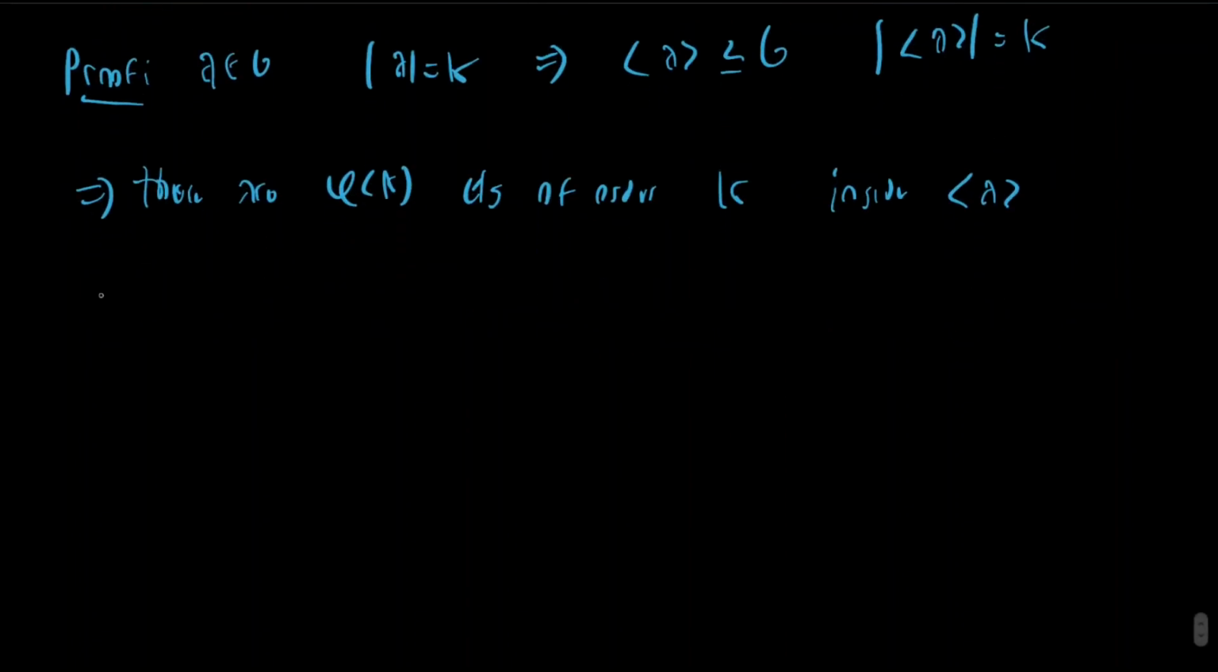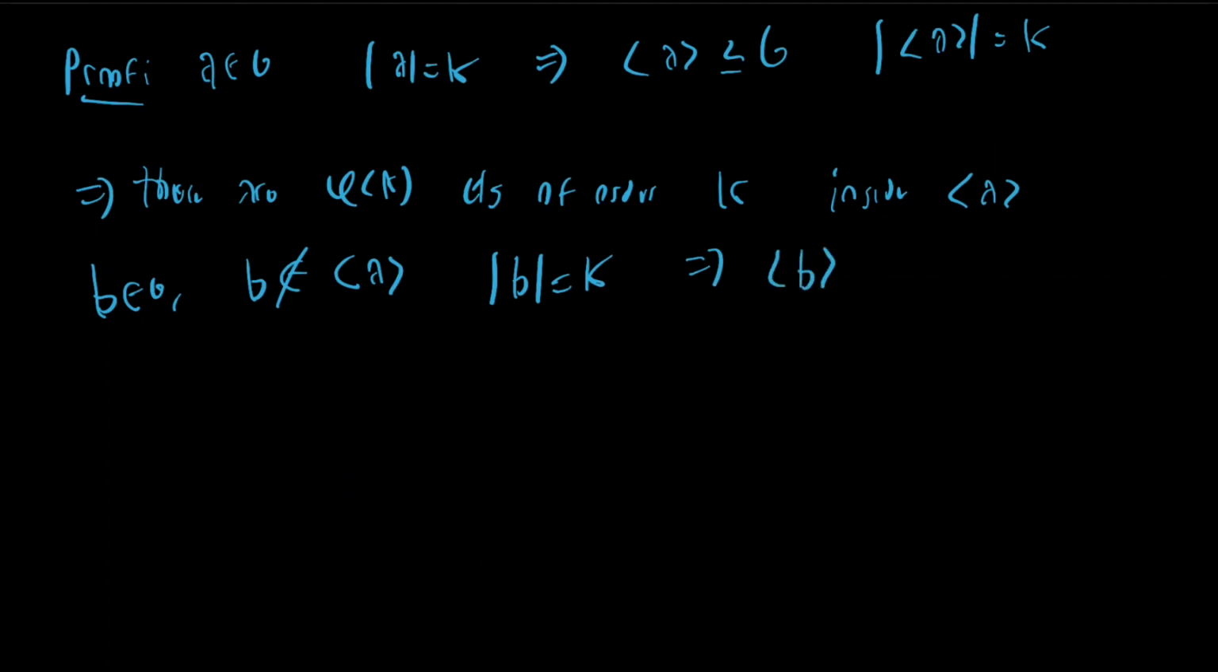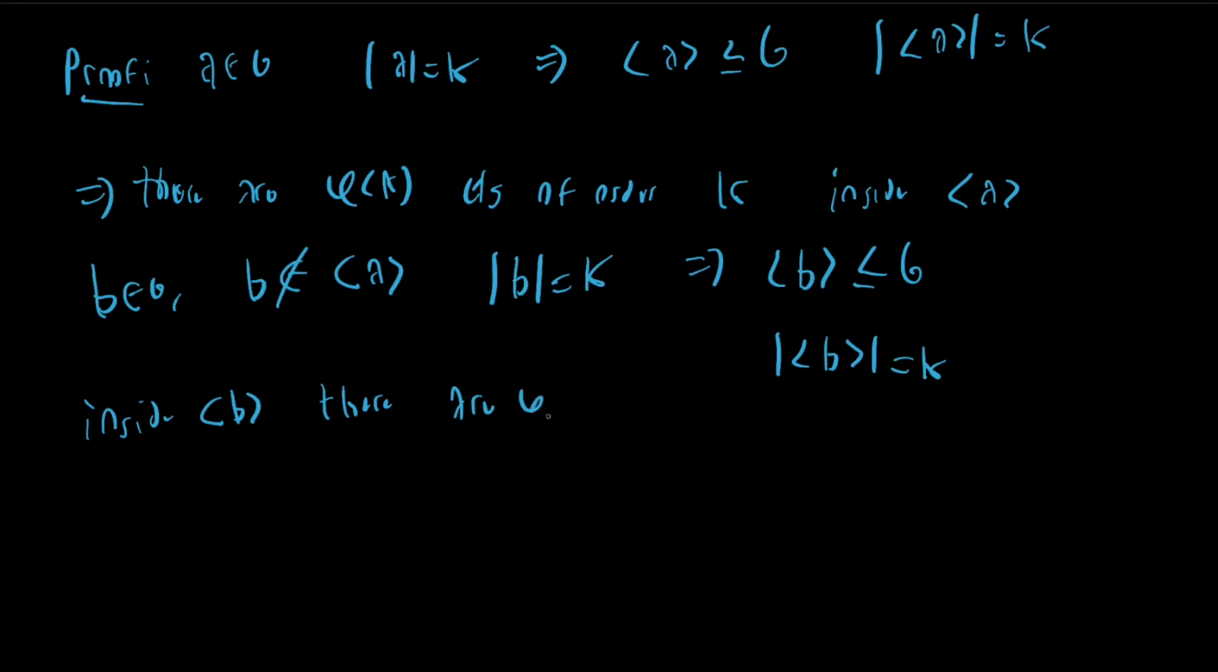But now, since G is just finite and not necessarily cyclic, there could be another element b of G, such that b is not in this cyclic subgroup, and such that b has order K. Then we will consider the cyclic subgroup generated by b, which is still a cyclic subgroup of G, and it has order K. And then again, inside it there are phi of K elements of order K by the last corollary.